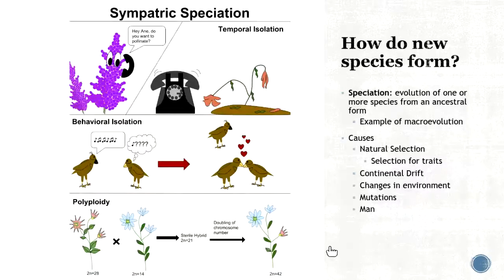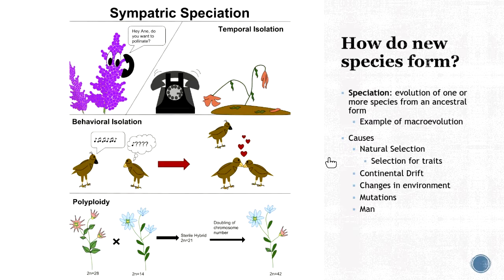So how do new species form? There's all kinds of different reasons why this might happen. It can be due to environment, behavior, just how the chromosomes align, and there's several causes. Speciation is when we get one or more species from an ancestral form. And this is the macroevolution that people have a hard time, or the non-biologists have a hard time accepting.